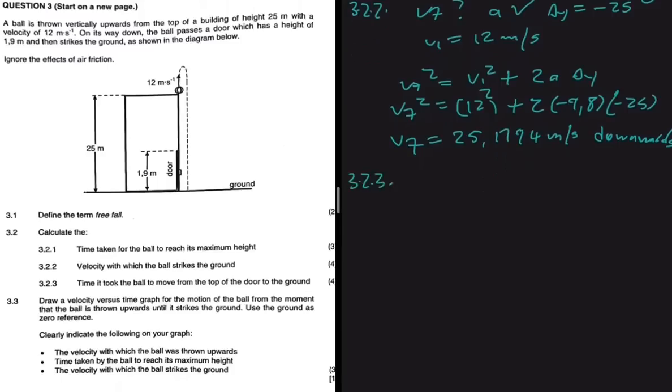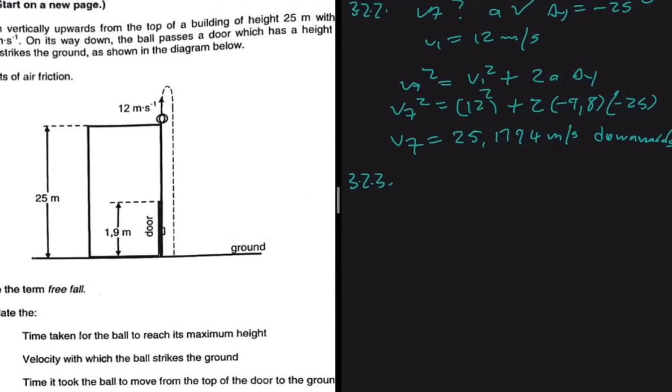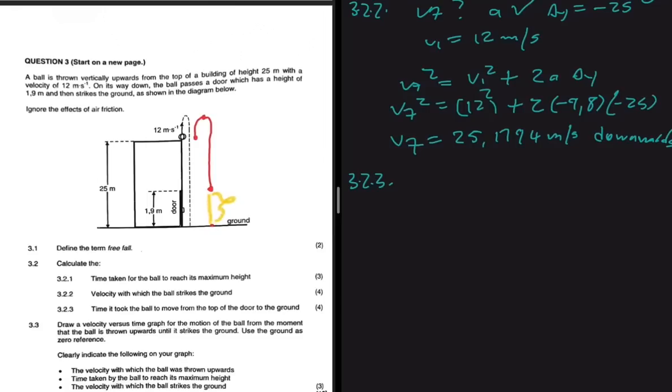3.23, you have to be extremely sober to do this question. So we're looking for the time it took the ball to move from the top of the door to the ground. So let's come to a sketch. So the ball is coming from the top, right? And then we go to some maximum height, and then as we go down, we add the door at some point of time, and then we keep going down until we are on the ground, right? So we're looking for the time that it takes for the ball to move from the top of the door to the ground, right? From the top of the door to the ground.